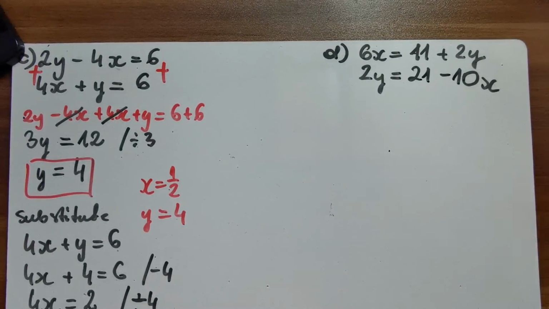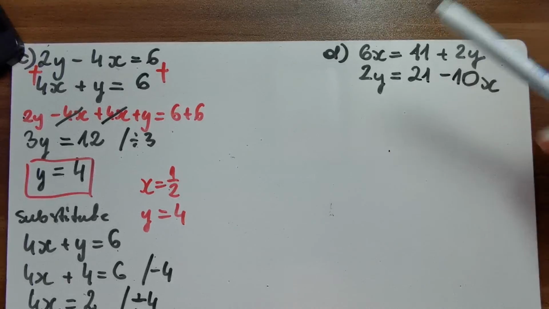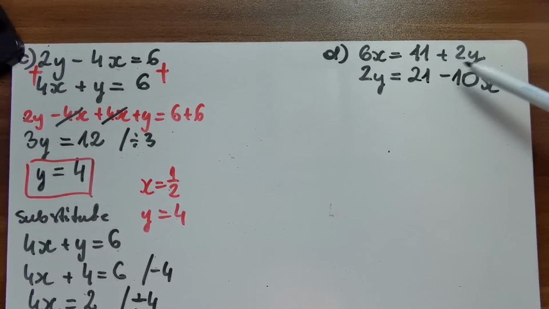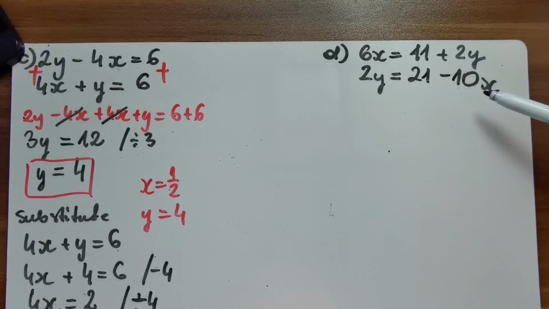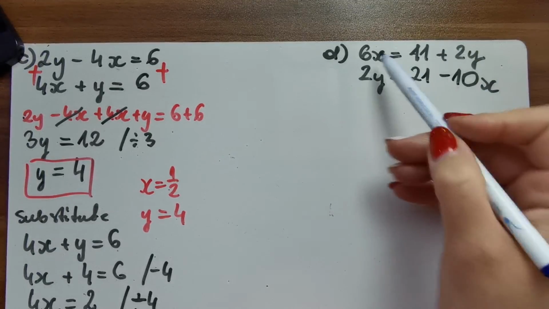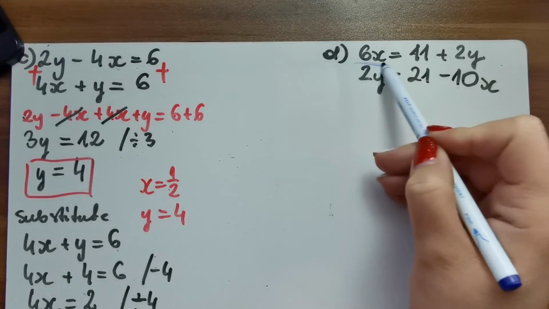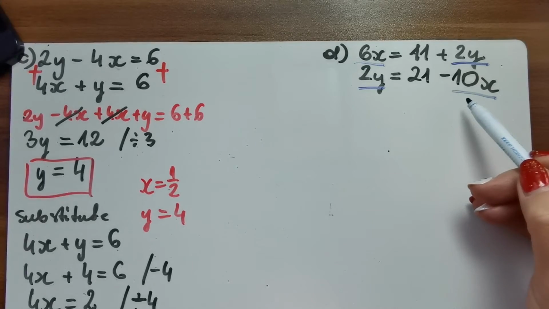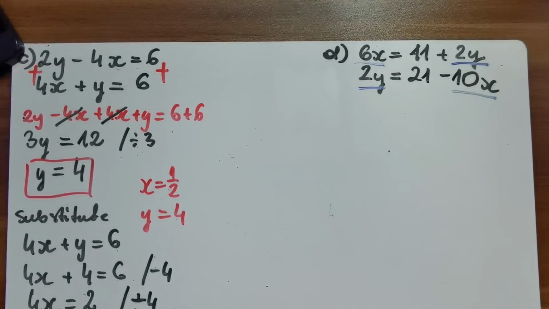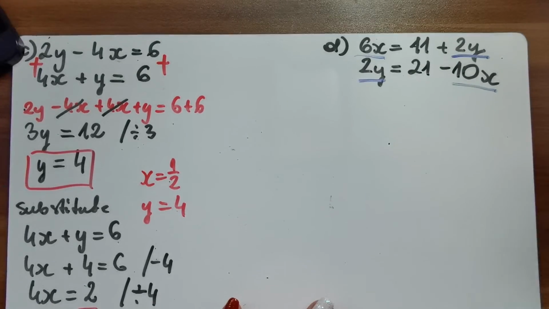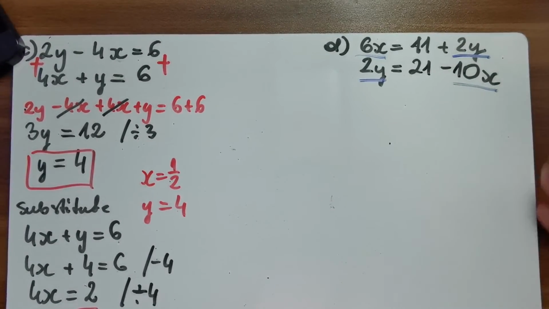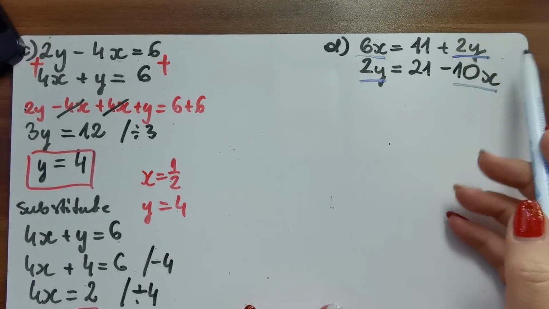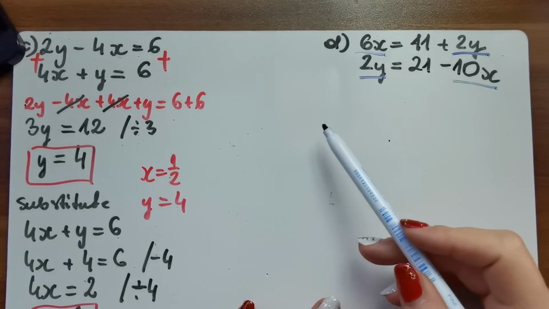The last example I would like to show you today, so it will be 6x equal 11 plus 2y, and the second, 2y is equal to 21, take away 10x. What is odd about these simultaneous equations is that we have our variables on different sides of the equations. So we will have to do one more step, one extra step. So basically we will have to rearrange this to get all unknowns on one side, so all our letters.